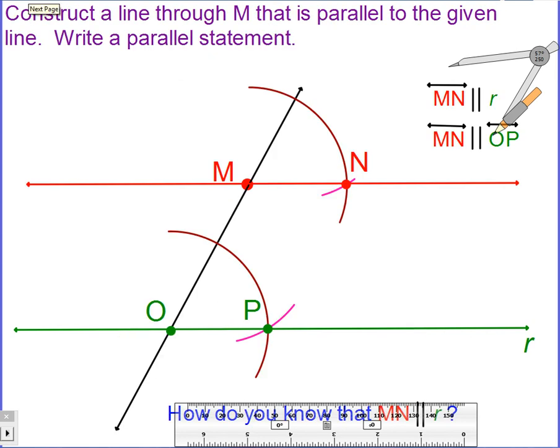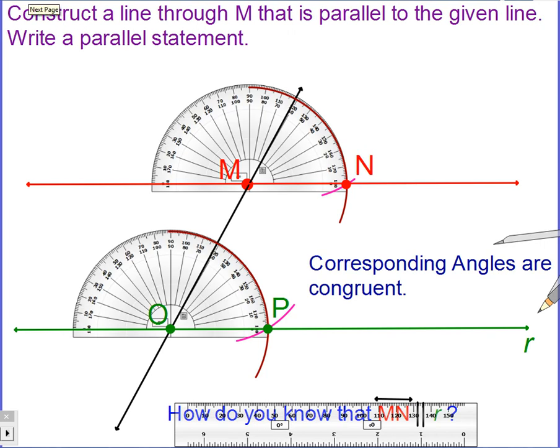Okay. So here I like this. There are different ways of writing it. MN, they labeled their points. So MN is parallel to R, or you could say MN is parallel to OP, but you want to have that line segment, or the word line.